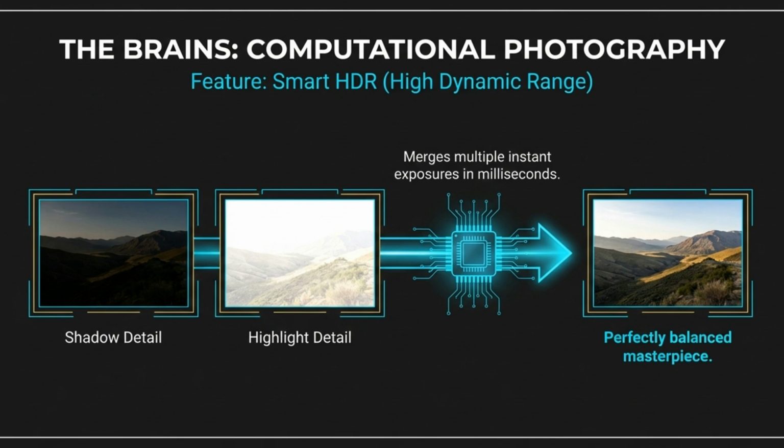The brains of the camera lie in computational photography, such as smart HDR. This feature merges multiple instant exposures, capturing both shadow and highlight detail to create a perfectly balanced final image.